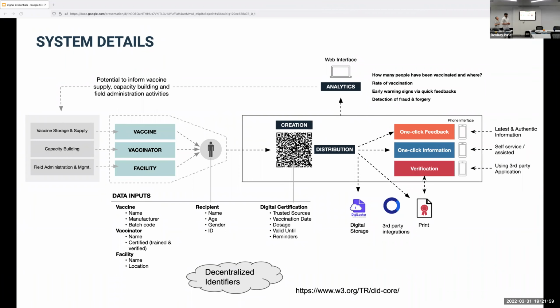And from a facility, we capture which facility it is and where it is located. From a recipient point of view, we capture the name, age, gender, and an identity. For the identity, we have been following another recommended format from W3C, which is the DID format, decentralized identifiers. This helps us to store various identification values in a simple single field.